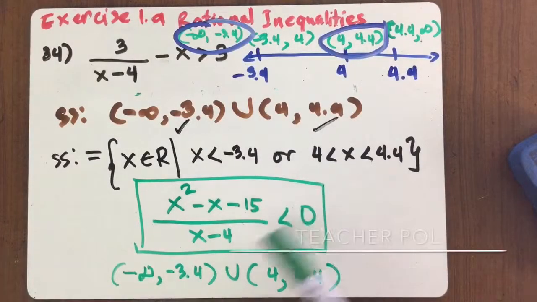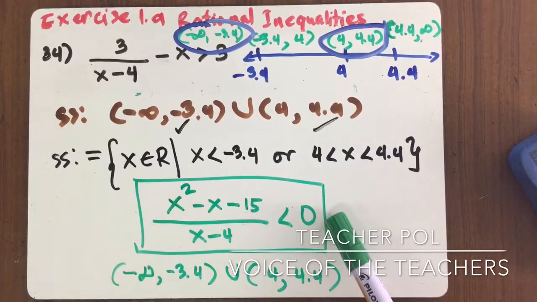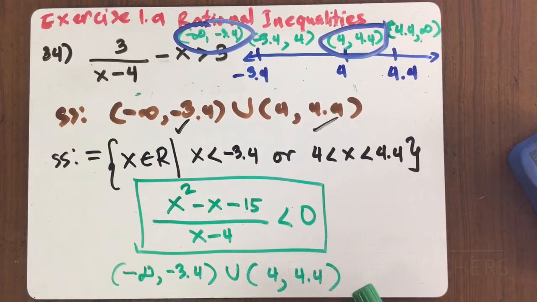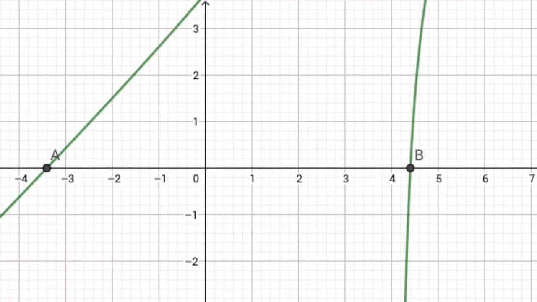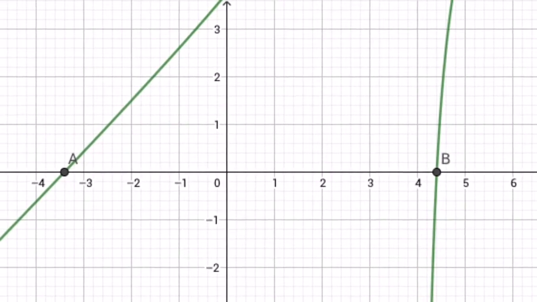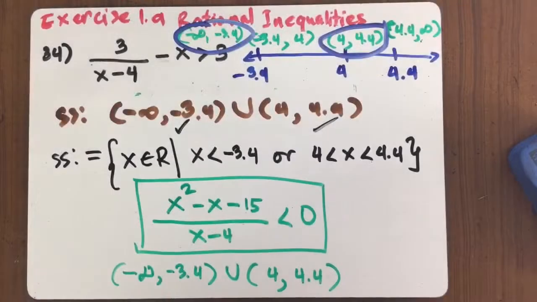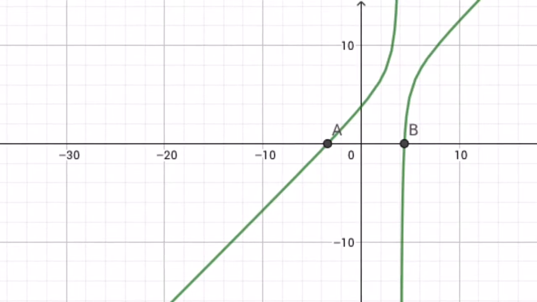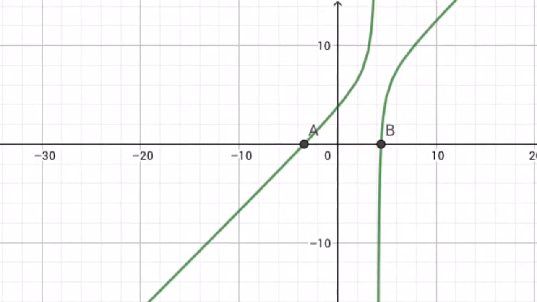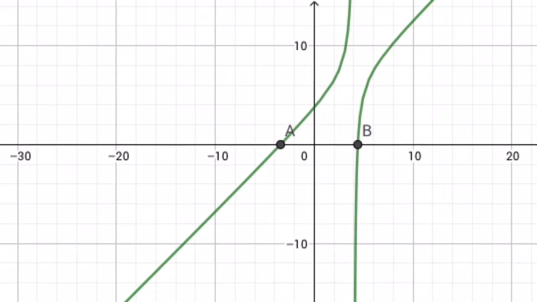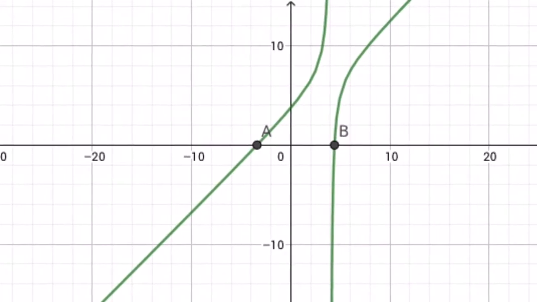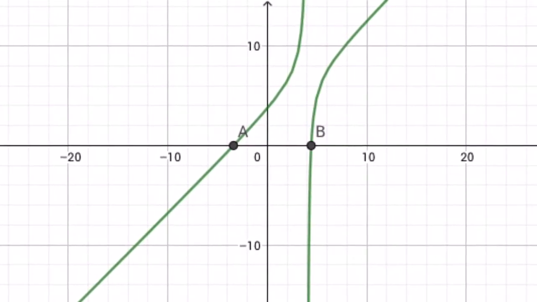I will open GeoGebra and I will show you kung kailan nagiging less than 0 ang ating function. Our equivalent function is x squared minus x minus 15 all over x minus 4. Where is it less than 0? Pay attention to our critical numbers. It's negative 3.4 and positive 4.4. We are looking for the intervals where our function is negative. Our function is negative if its graph is below the x-axis. It is below the x-axis in the interval negative 3.4 to negative infinity, union 4 to 4.4.